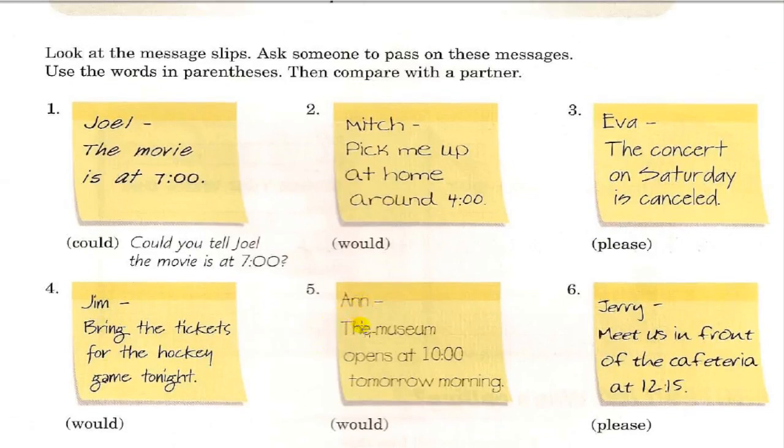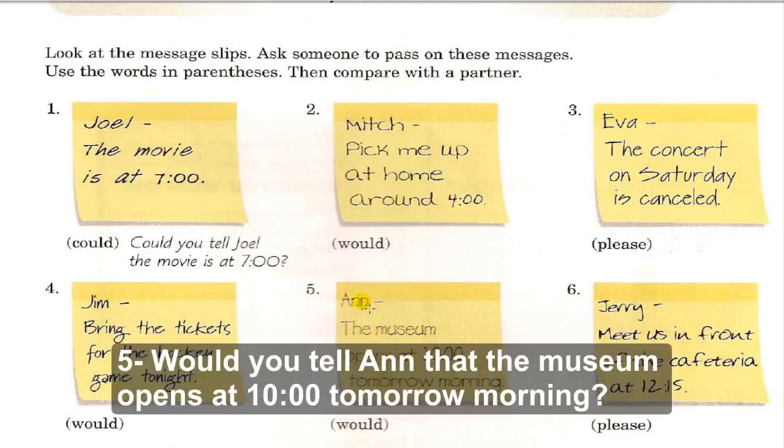5. Anne, the museum opens at 10 o'clock tomorrow morning. Use would. And this is the name. The museum opens. Sentence, statement. Use tell. Would you tell Anne that the museum opens at 10 o'clock tomorrow morning? Would you tell her that the museum opens at 10 tomorrow morning?